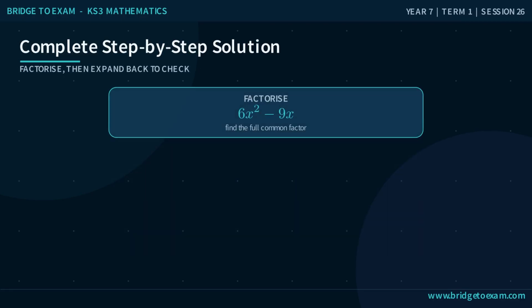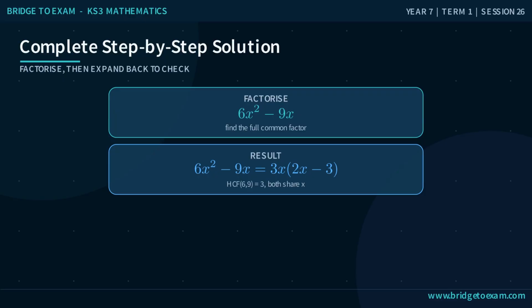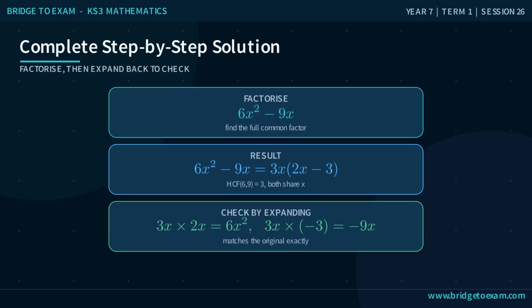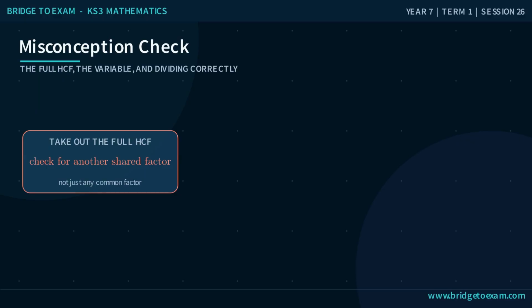Complete example. Factorize 6x squared minus 9x, then check the answer by expanding it back out. The HCF of 6 and 9 is 3, and both terms share a factor of x, giving the common factor 3x times the quantity 2x minus 3. Checking by expanding. 3x times 2x is 6x squared, and 3x times negative 3 is negative 9x, matching the original exactly. Taking out a common factor that isn't the highest one still leaves a bracket that can be factorized further.